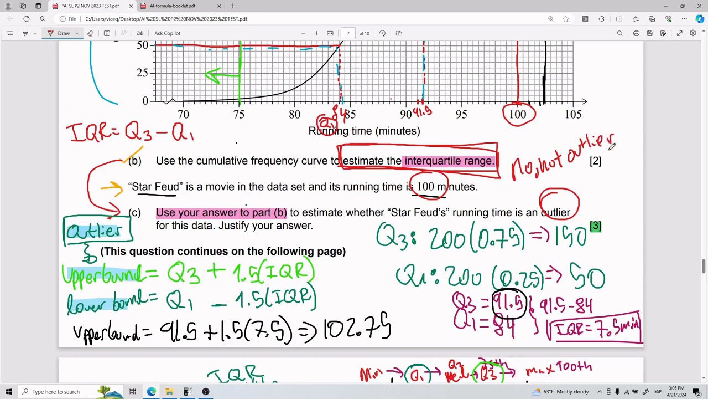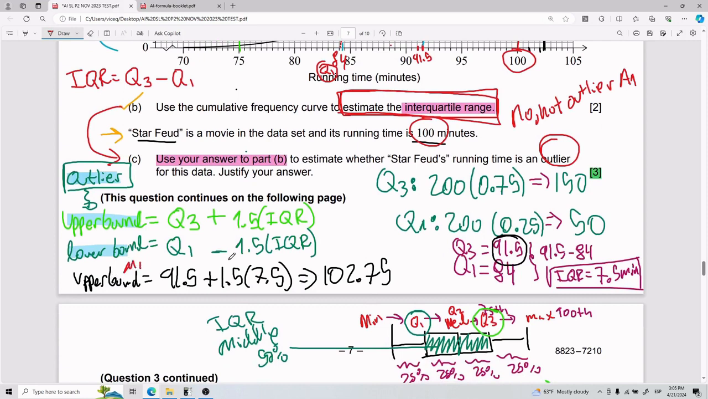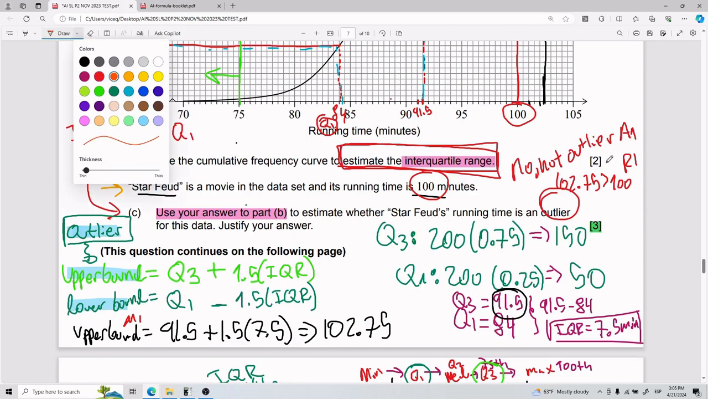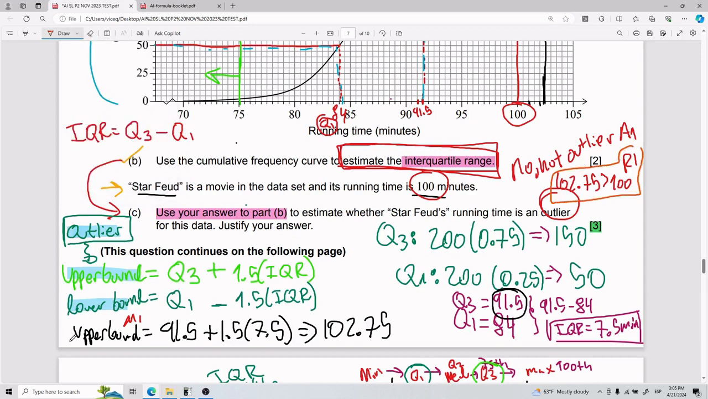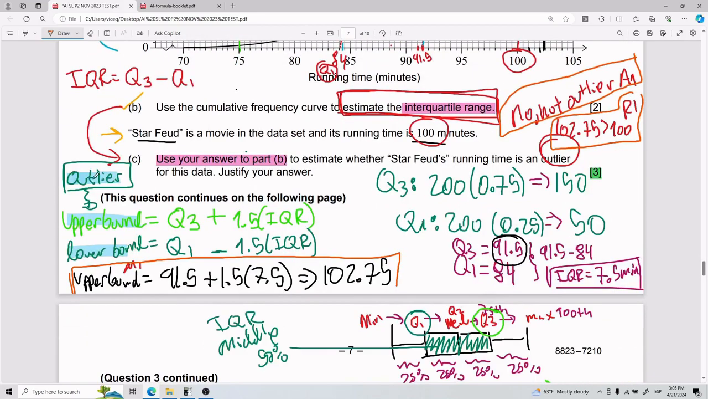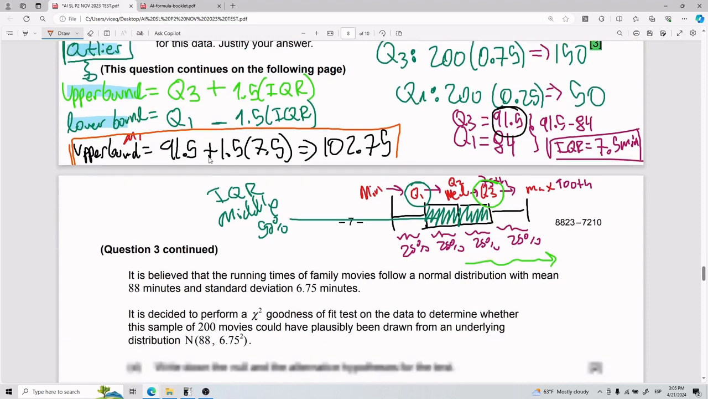So on the one hand, that gives you an answer point, right? But for your method, this is method point one right here. And your strong justification, your reason, is that 102.75 is bigger than 100. So this is your reasoning point here. This is your method point for using the formula. And this is your answer, stating the obvious: no, not an outlier. All right, guys, those are your 3 points. Fairly easy. It's one of the formulas you just have to memorize, not in your formula booklet. All right, let's keep going.